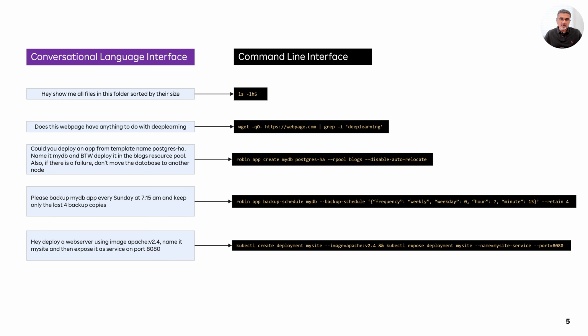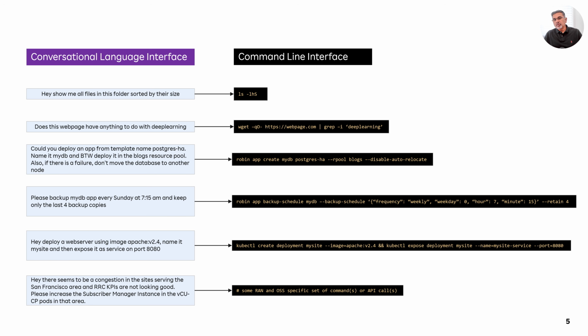Instead of actually typing in all the kubectl commands, you might want to say things like, hey, can you deploy a web server using the image Apache version 2.4 and name it my site and then export it as a service on port 8080? We know that in order to do this, you might want to essentially run 2 commands. So you would run kubectl create deployment, and then you would also run kubectl expose deployment as a service. You can get more sophisticated.